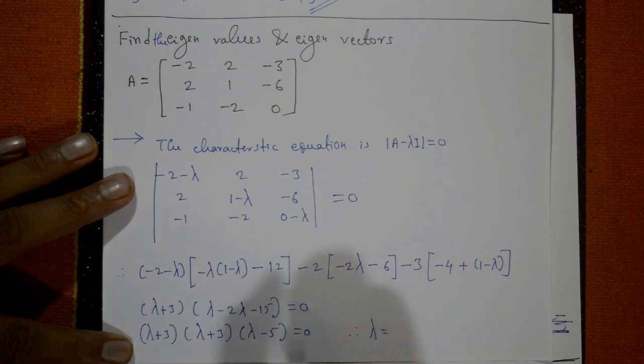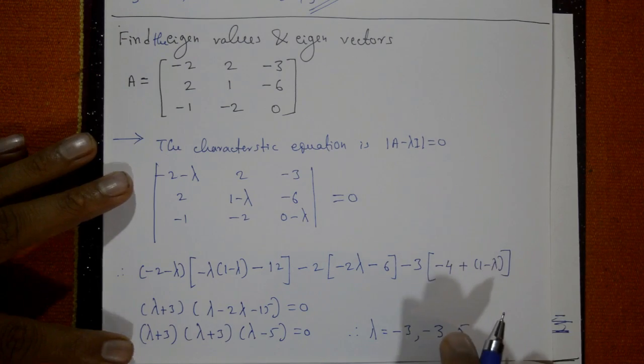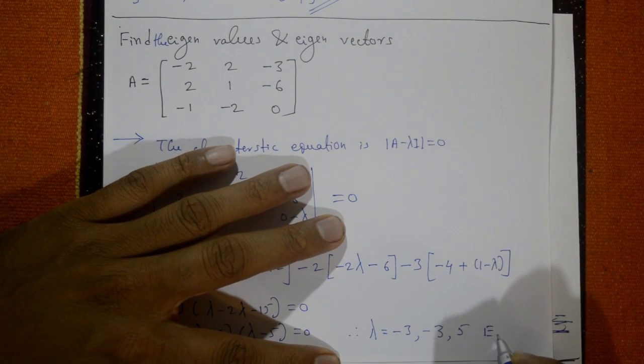Therefore lambda value is equal to minus 3, again the second lambda is equal to minus 3 again, and lambda is equal to plus 5. Two roots are the same, the third one is different. The first and second roots are the same. These are the eigenvalues.